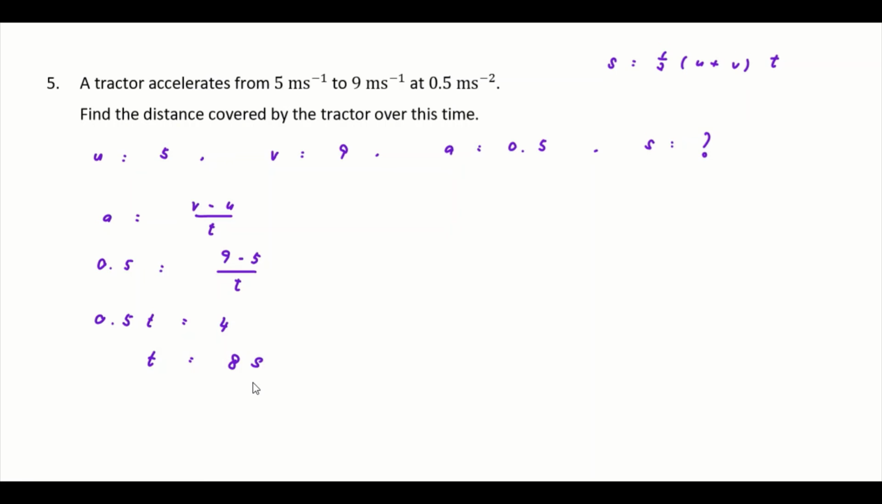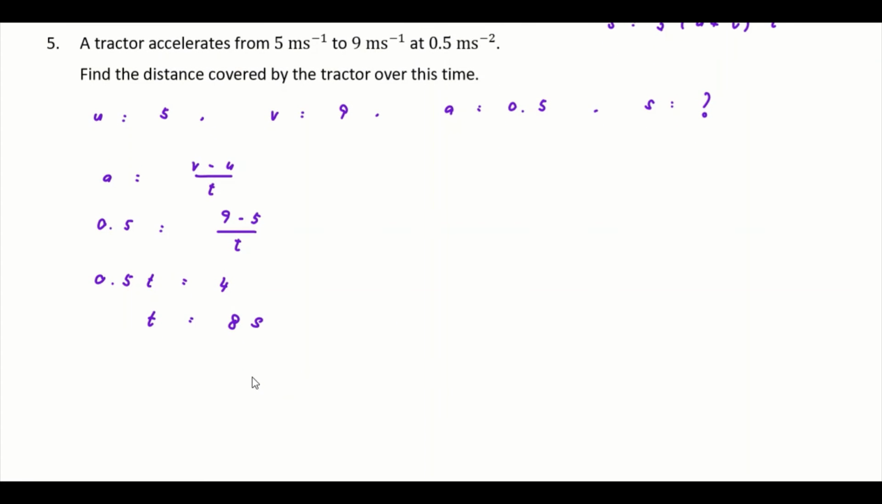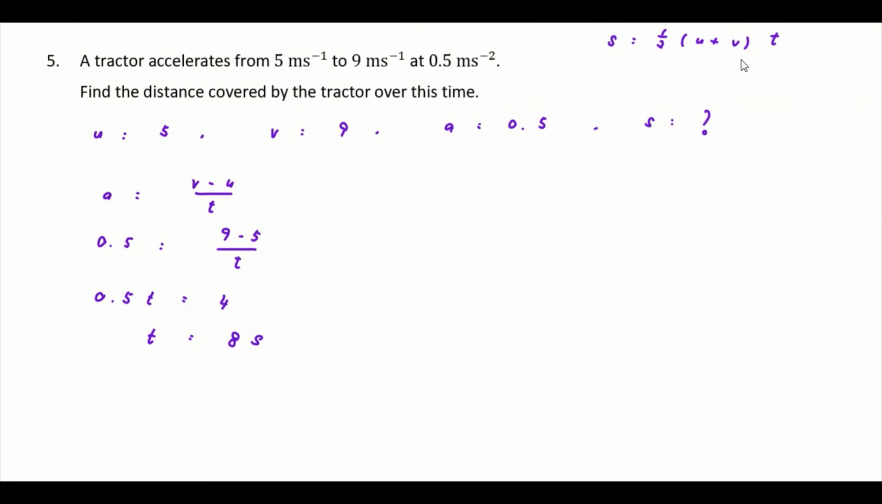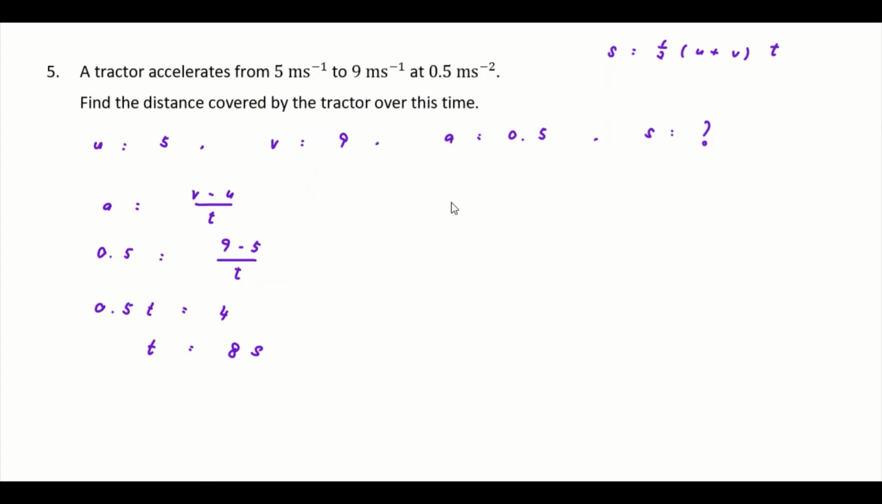After you get this, we can substitute back into the formula. So s is equal to 1 over 2 u plus v multiplied by t. We substitute 1 over 2, u is 5, v is 9, and t is 8 seconds. Just by using your calculator, you'll get your answer: 56 meters.